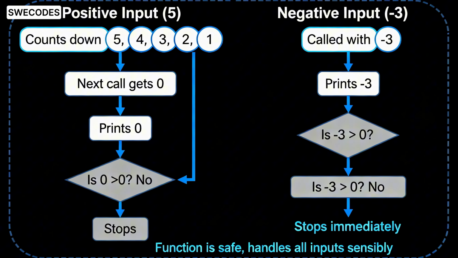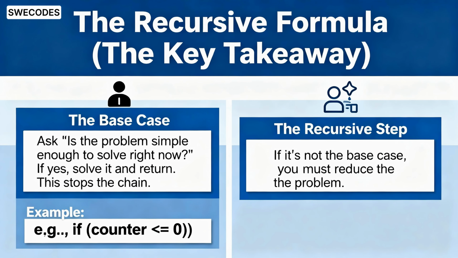The recursive formula, the key takeaway. This reveals the two-part structure for all correct recursion. Memorize this. The base case: ask, is the problem simple enough to solve right now? If yes, solve it and return. This stops the chain. Example: if counter is less than or equal to 0.